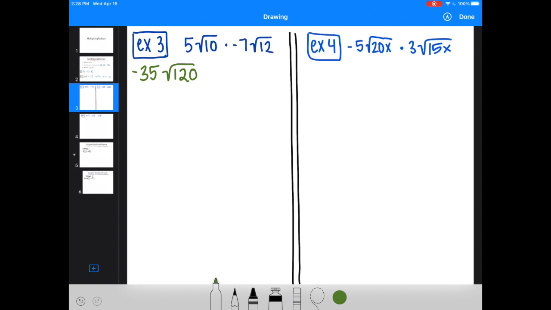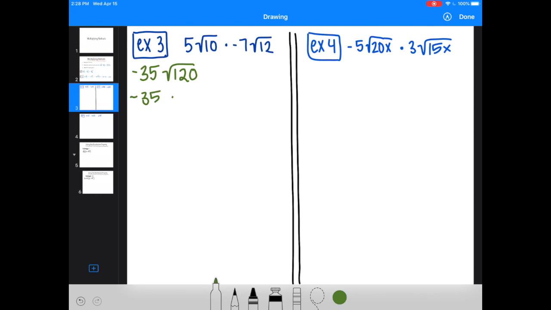I am not done there. I need to simplify my radicand. My coefficient's okay, but I need to simplify my radicand. Is 120 a perfect square? No, it's not. So we cannot just simply plug that into your calculator and get a whole number. I need to break that up.